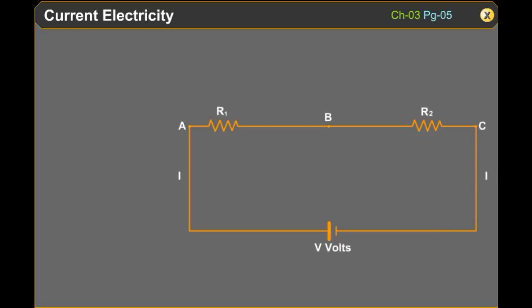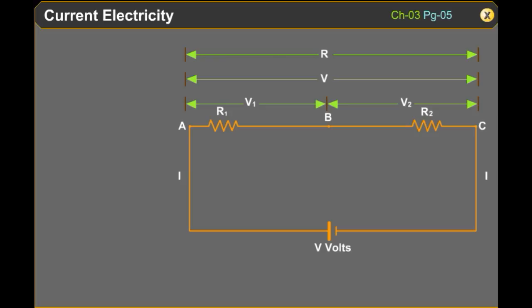A battery of V volts has been applied to the ends of this series combination. The potential difference across the resistance R1 is V1 and across R2 is V2. We have applied a battery of voltage V. The sum of the voltages across the two resistances should be equal to the voltage of the battery. That is, V is equal to V1 plus V2, equation 1.